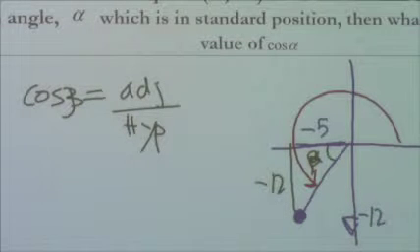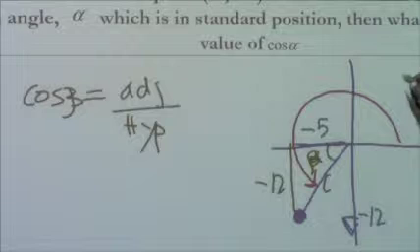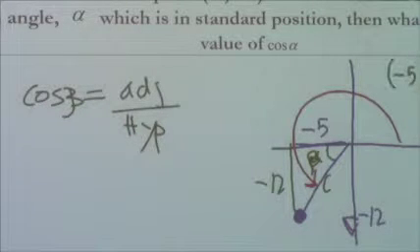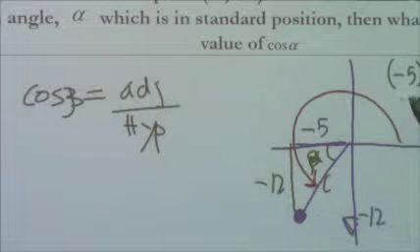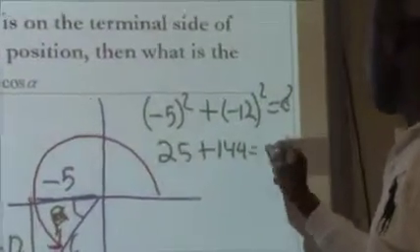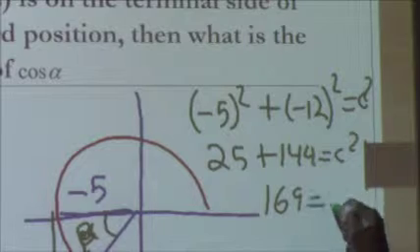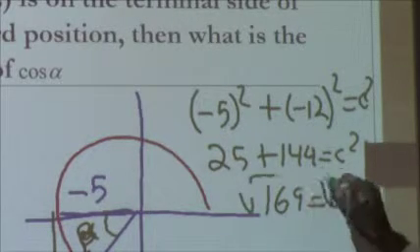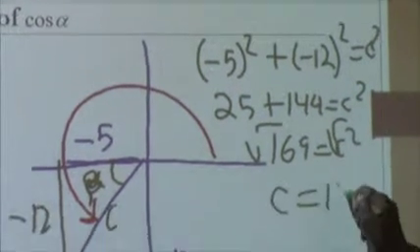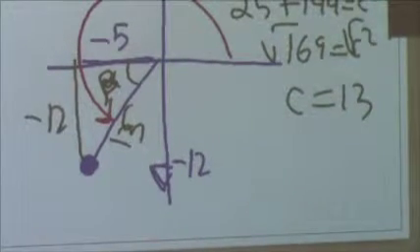So I'm going to use the Pythagorean theorem. So this is the hypotenuse. So I'm going to do -5 squared plus -12 squared. That should give me c squared. This is going to be 25 plus 144. That's going to be c squared. When I add it, I have 169 is equal to c squared. Take the square root. I have c is equal to 13. So this side is going to be 13. So our hypotenuse is going to be 13.